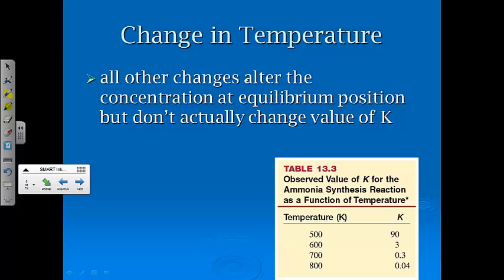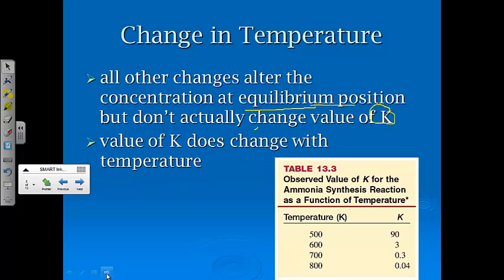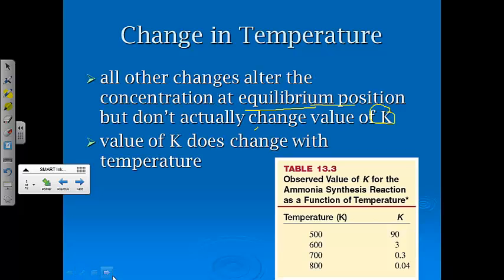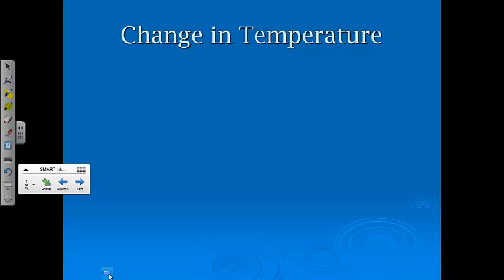Now, with a change in temperature, all other changes alter the concentrations at the equilibrium position, but they don't actually change the value of K. If we change the temperature, then we change K. So that's just something to keep in mind. This is showing the same thing, ammonia synthesis, where nitrogen and hydrogen give us ammonia, and how at different temperatures the K value will change. At lower temperatures we have a higher K value, and then it will go down.